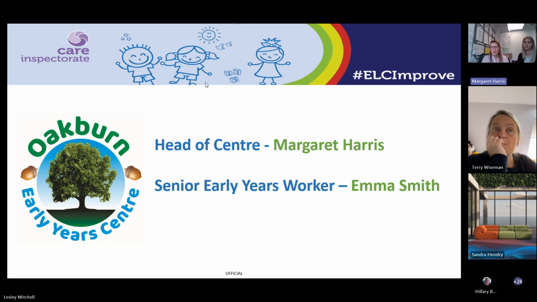For our displays, they're all at the children's level. We have their voices up there, what they've said about it, also photographs and their work. So everything that goes into a floor book, we display up on the walls for the children to see, to be able to go back and discuss it and talk to their friends about it as well.